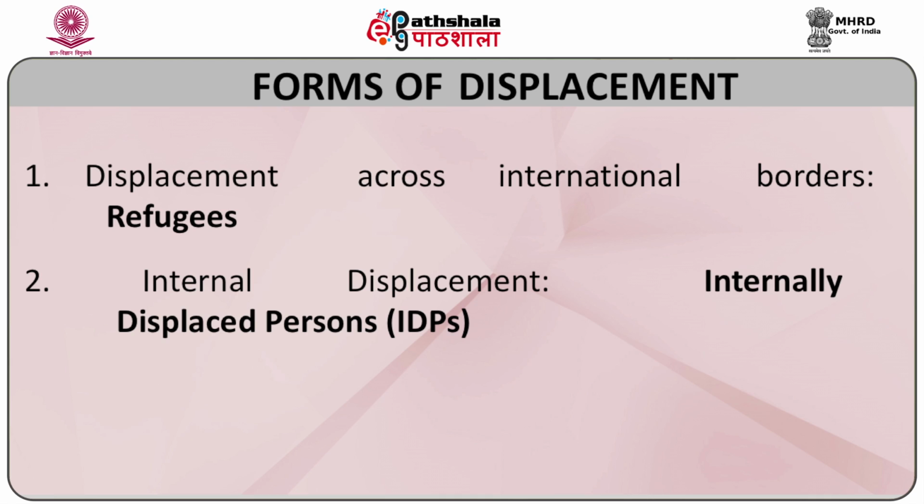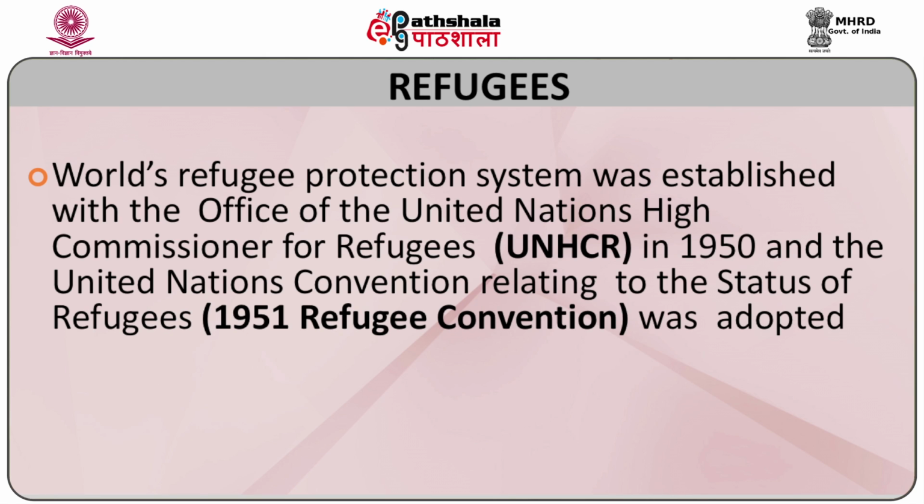Now, it is also important for us to look at what displacement basically is and what are the various forms of displacement. Displacements are of two types. One, that is across international borders, and people affected by this particular kind of displacement are called refugees. The other kind of displacement is internal in nature, and people affected by this internal displacement are called internally displaced persons or the IDPs. Now let us see what refugee means.